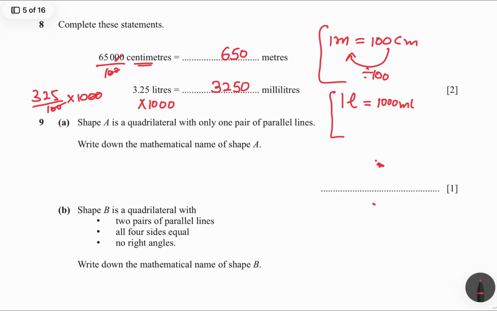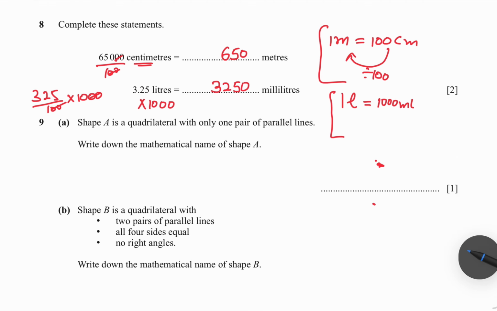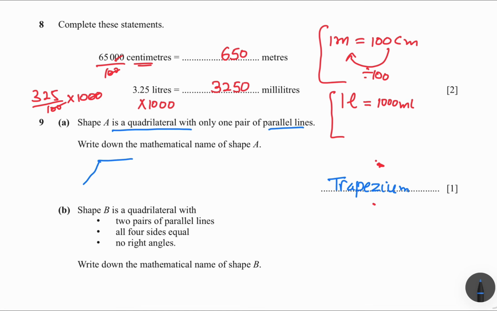Now shape A is a quadrilateral with only one pair of parallel lines. Write down the mathematical name of this shape. So this is a trapezium. We have only this shape which has only one pair of parallel lines. It looks like this. It can be an isosceles trapezium or it can be the other one. So this is the shape.